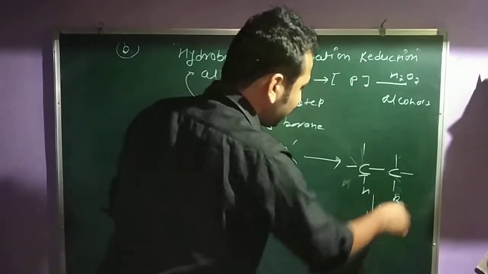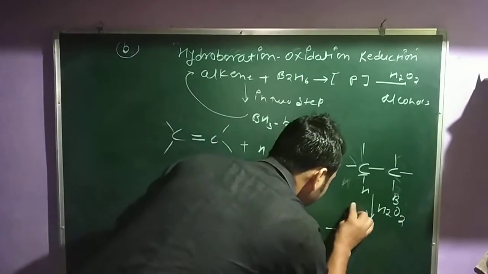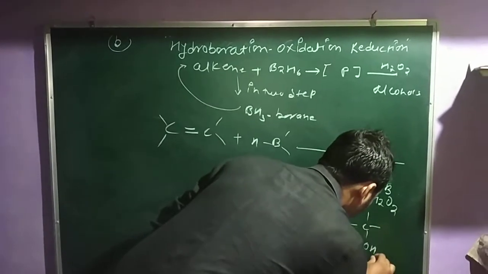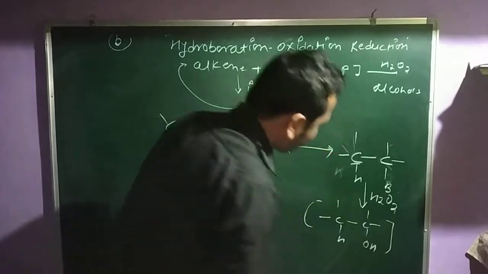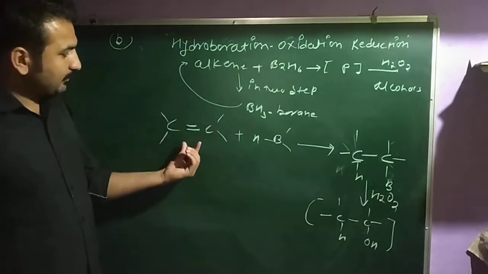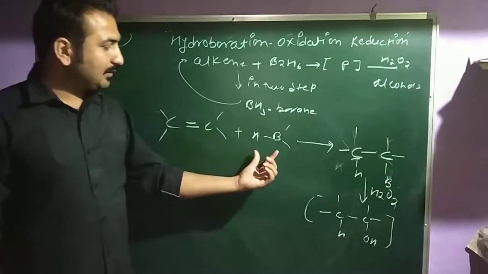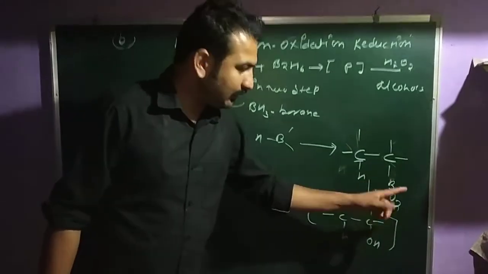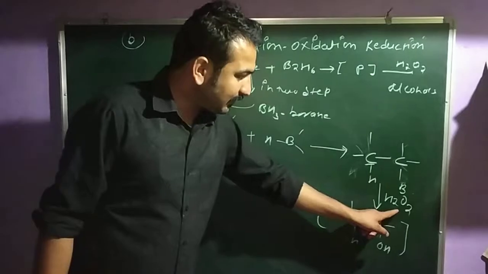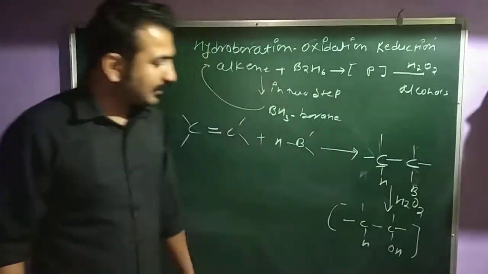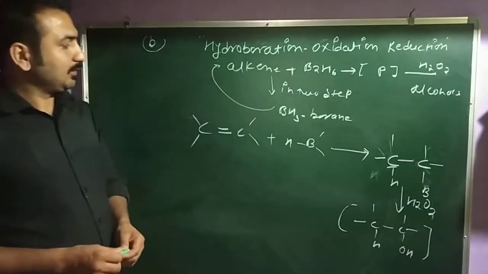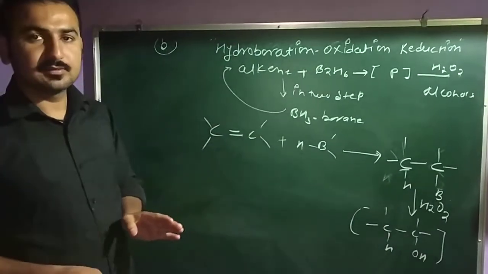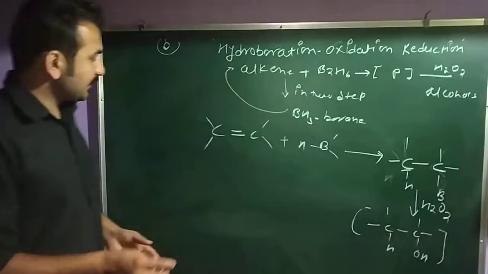That means the B is replaced and it becomes C, and you have C and OH. So this is your corresponding alcohol from alkene. With the treatment with BH3 to give an additive product with B, and with the treatment with H2O2 it gives you an alcohol. And this is called the hydroboration oxidation reaction. Clear?